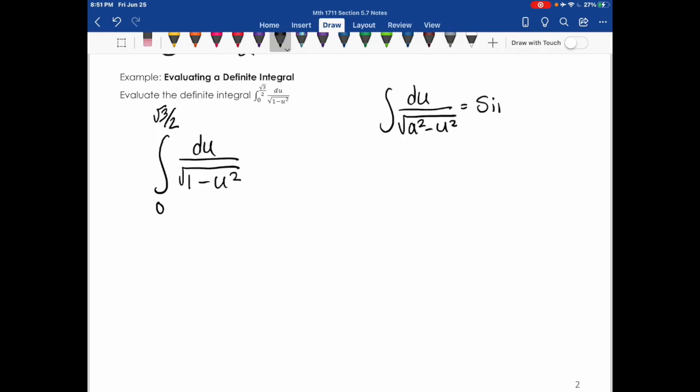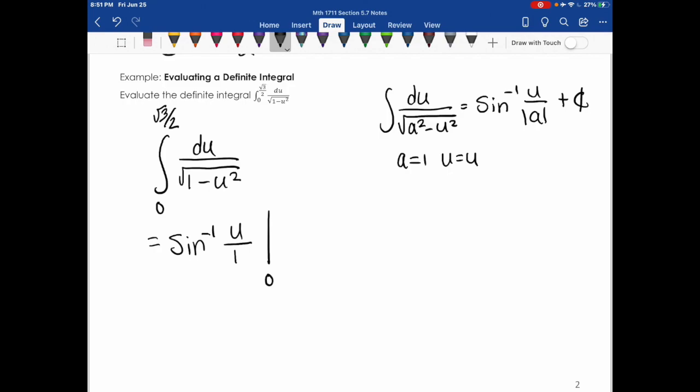So that formula is du over the square root of a squared minus u squared. That will give us the inverse sine of u over the absolute value of a plus our constant. Now, if I look at this, a is going to be 1, and u is u. So there really isn't a whole lot I have to do here. So I'm just going to take the antiderivative and get inverse sine of u over the absolute value of a, which is 1.